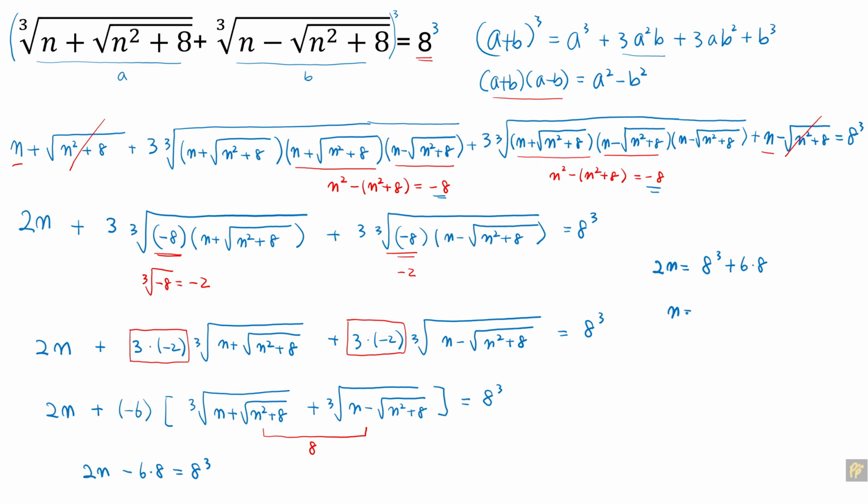To solve for n, you can divide by 2. So you end up having (8 to the power of 3 plus 6 times 8) over 2. 8 to the power of 3 can be 2 to the power of 9, so this becomes 2 to the power of 8 plus 3 times 8. This should be 256 plus 24, which ends up being 280. So n should be equal to 280.